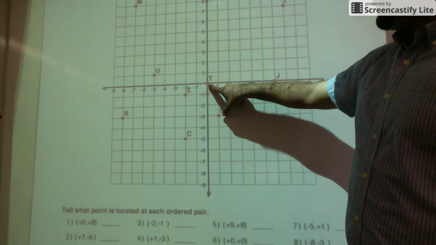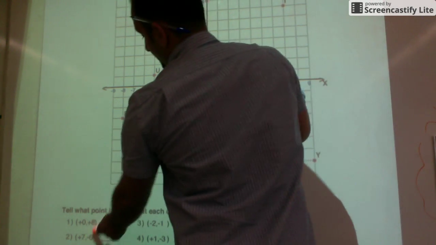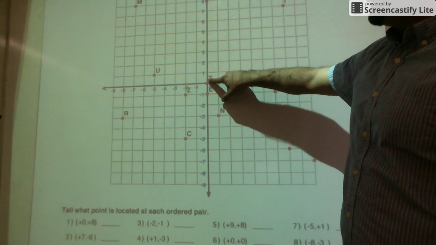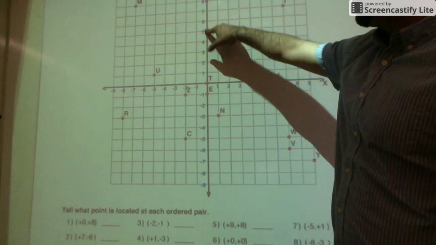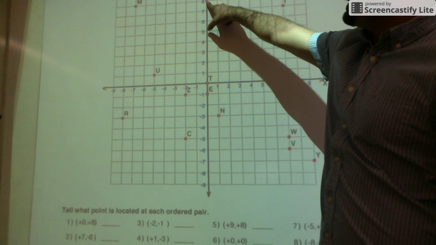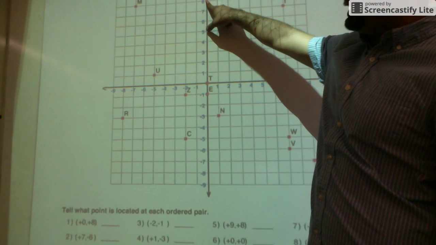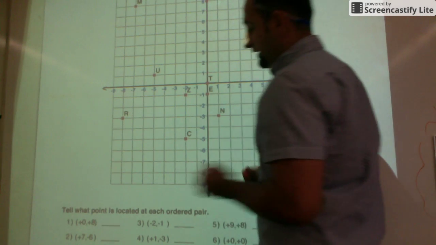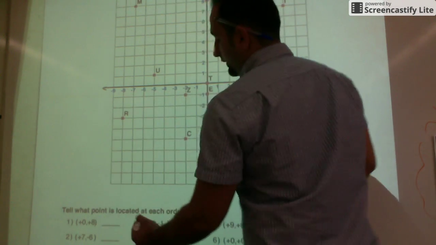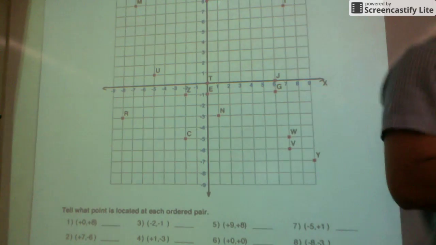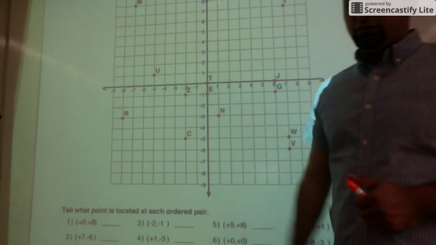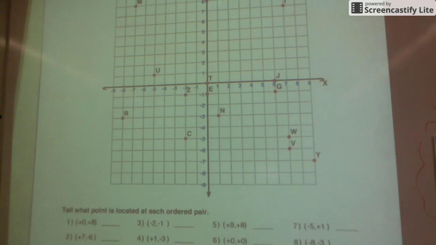So then the y coordinate is positive 8. Positive means going up. Okay, so I'm going to go up 8. 1, 2, 3, 4, 5, 6, 7, 8. And look, if I look up here, there's already a point here, and they want to know what that point is. And you guessed it, that's right, it's L. So you're going to put L for number 1. That's just what you do in the top part. Okay, second part.